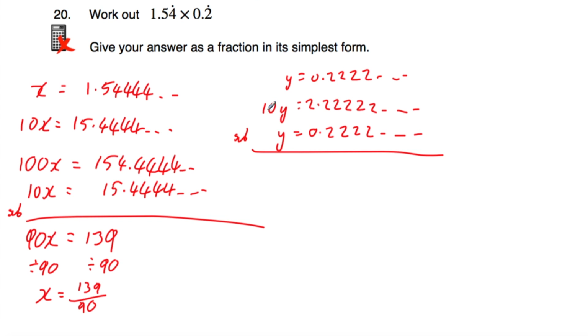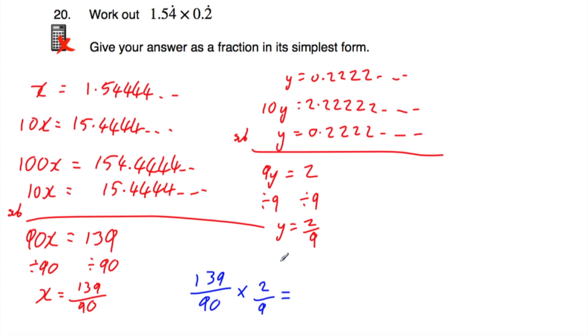So subtract. So 10y, take away y would be 9y. And on the right hand side we have 2.222, take away 0.222, so that's just going to leave us with 2. And if we divide both sides by 9, we get that y is equal to 2/9. So instead of 1.54444 and so on, we can write 139 90ths multiplied by it, and instead of 0.2222 we can write 2/9, and we just need to multiply them together.